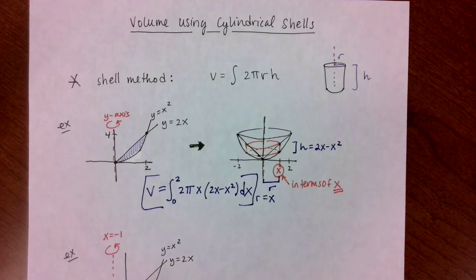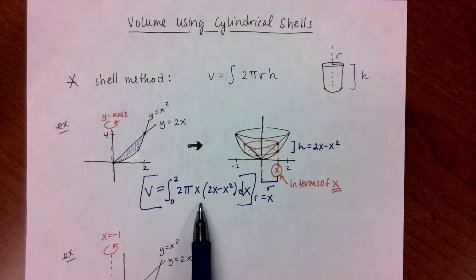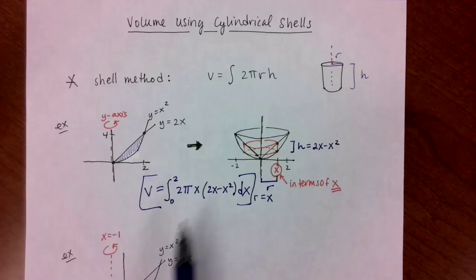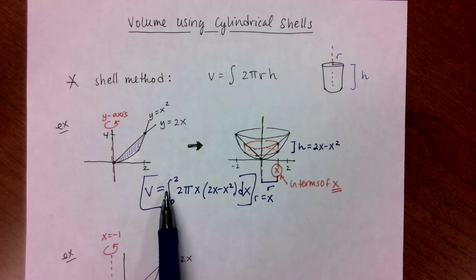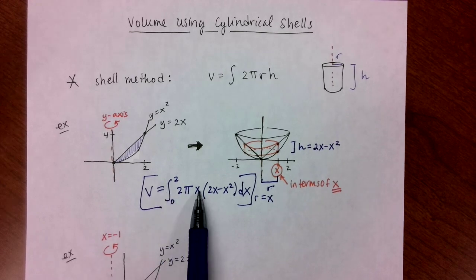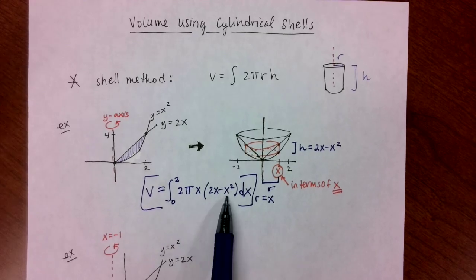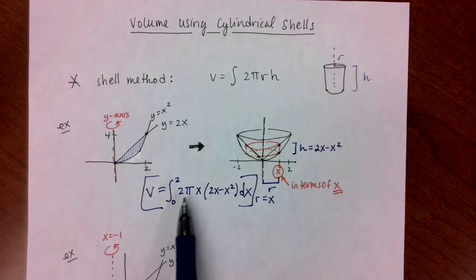If I actually was asked to fully compute this number, I would simplify the integrand before I did antiderivative stuff. So I would take the 2 pi, pull it outside the integral as a constant multiple, and then this x, distribute it into the parentheses so that what you have inside is just a polynomial. Then you're free to do reverse power rule for the antiderivative stuff.